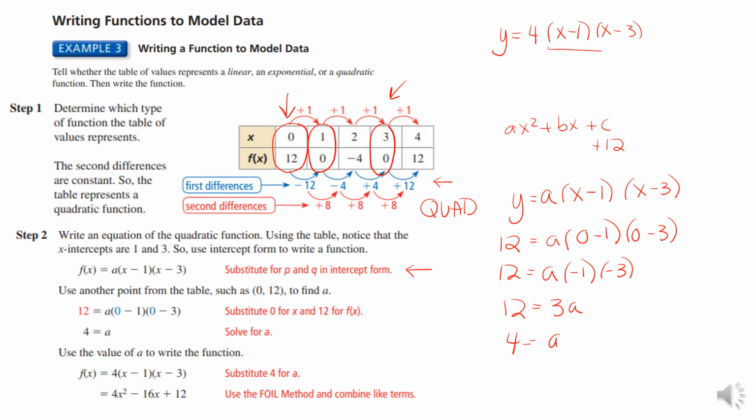Then you would multiply these together. You would get x squared minus 3x minus 1x would be minus 4x plus 3. And then you're going to multiply that all by 4, and you're going to get the equation that they got down here. So these are the steps you would take to go from a table all the way till you get a function. And of course, if it was linear, we would just have the same thing in mind, only it would be like this. Okay, with an exponential, we know that we start with x equals 0 and find our base, and then that would give us the rest of our equation.